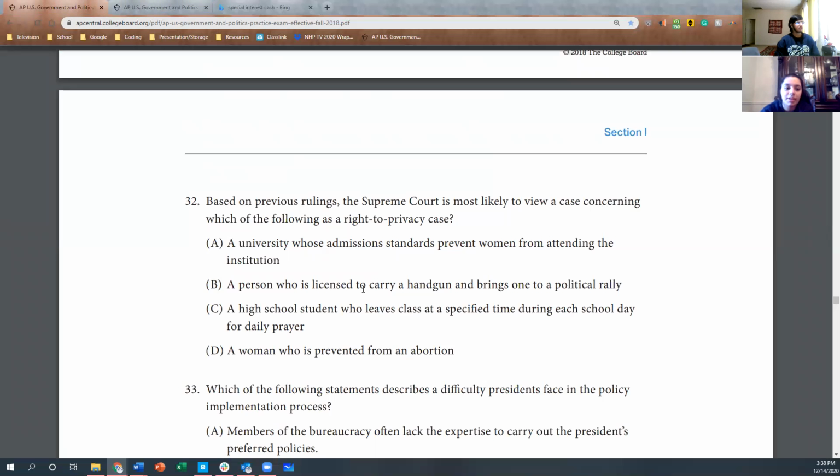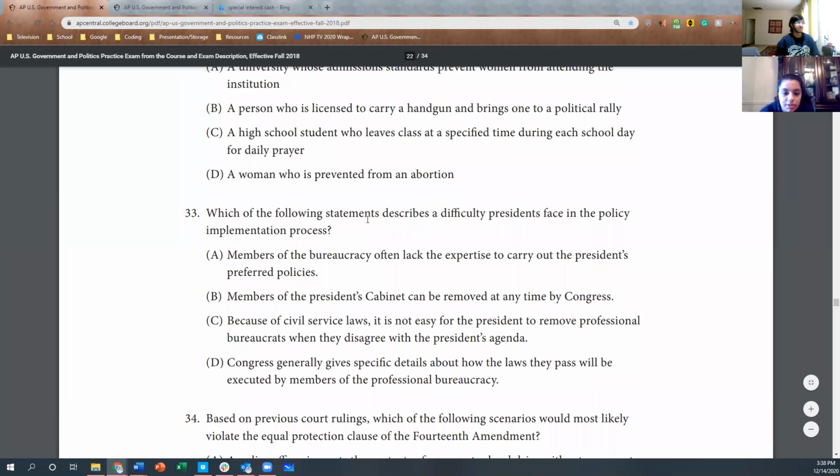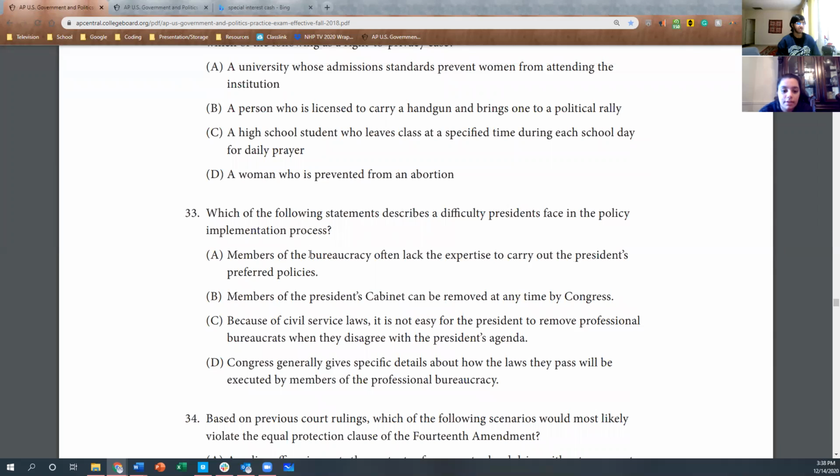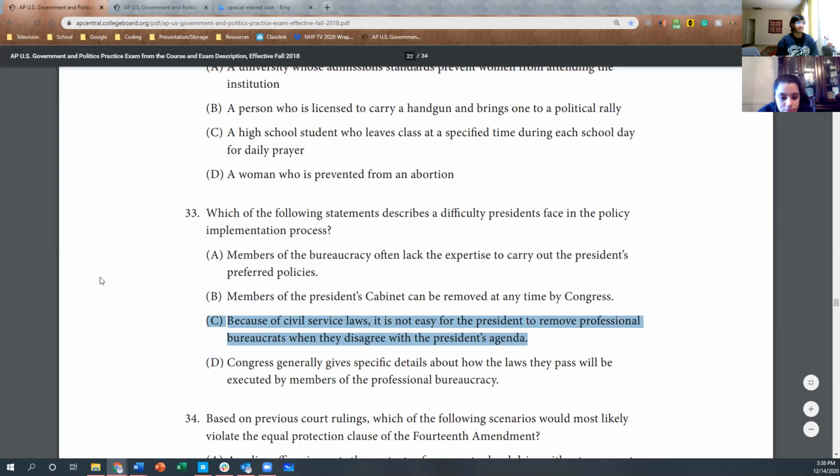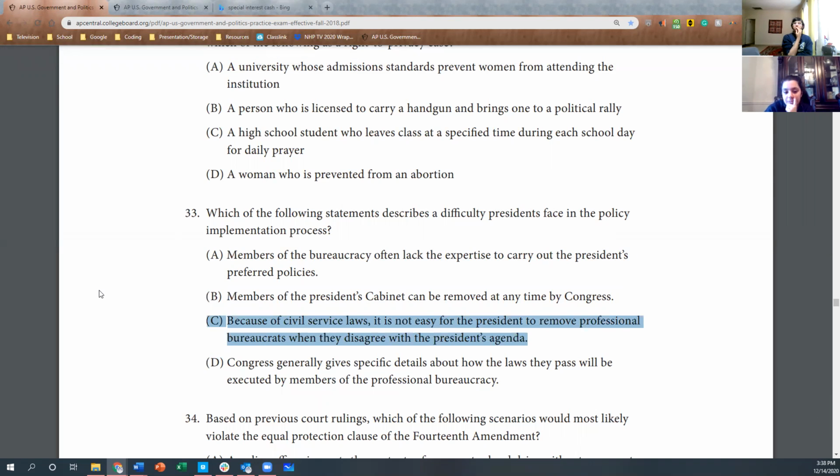Which of the following describes the difficulty presidents face in the policy implementation process? I think we've done this one as well. I remember I think I got it wrong the first time. It's not B. It could be A, but unlikely. I think it would be C, but I'm not sure.